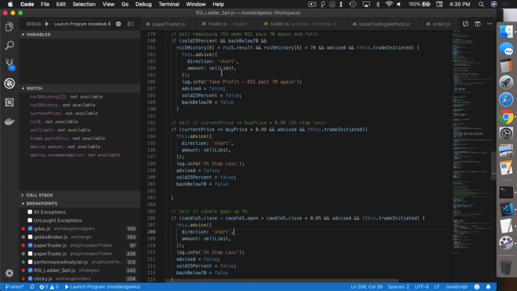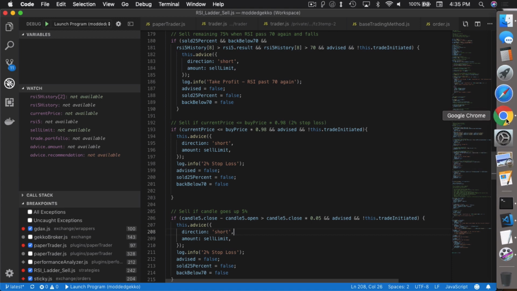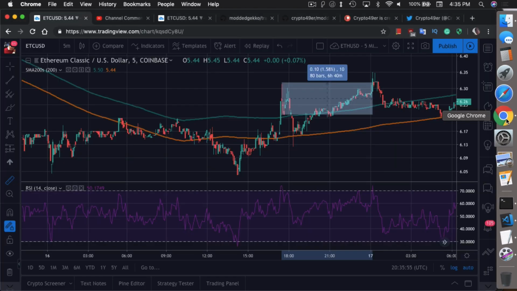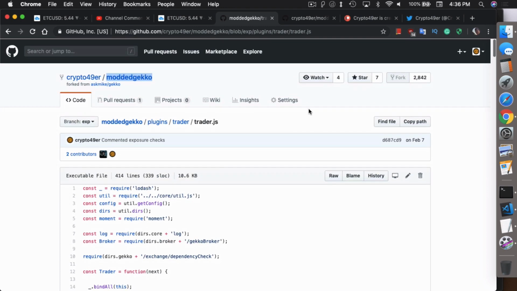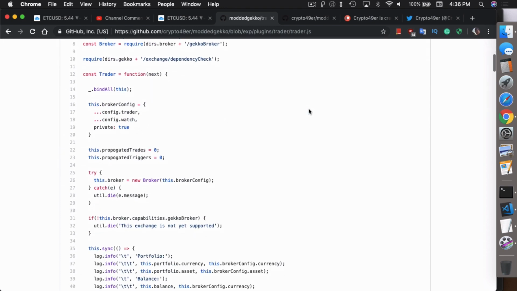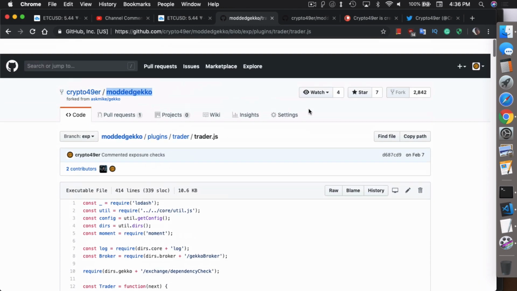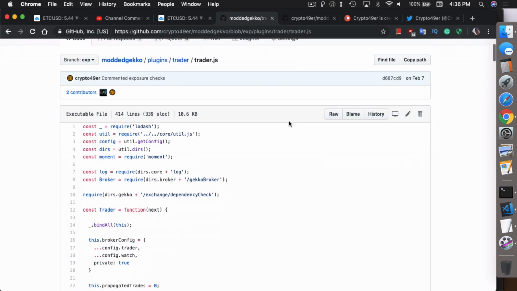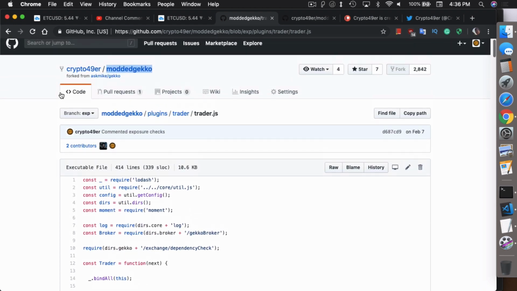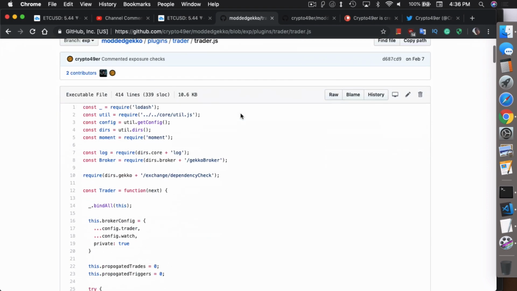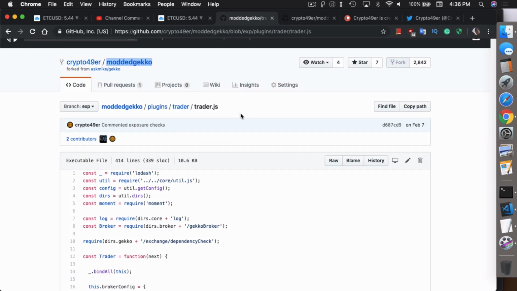So essentially, this is the reason why I need to take a break and a hiatus from making videos for you guys, unfortunately, because the code I have on my GitHub right now is kind of screwed up pretty badly. This version of Trader, my EXP experimental branch, doesn't even have the buy sell limits in there, which is really messed up.